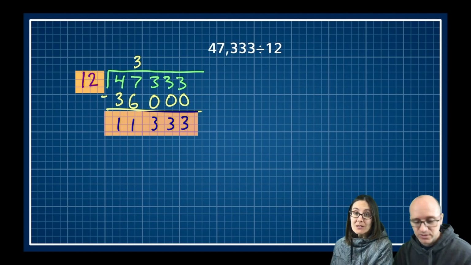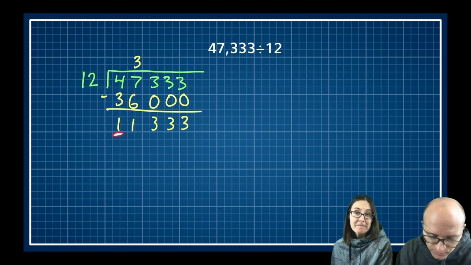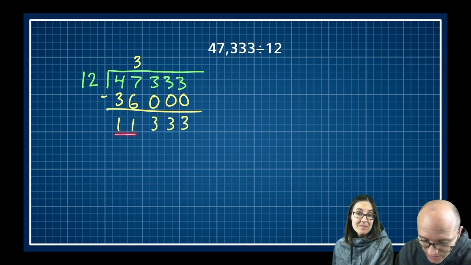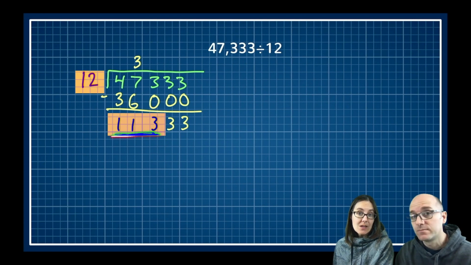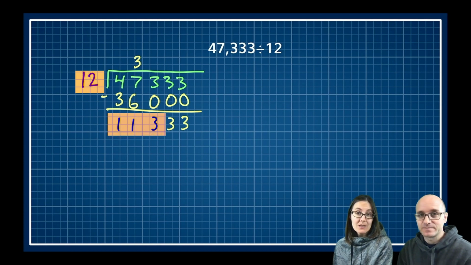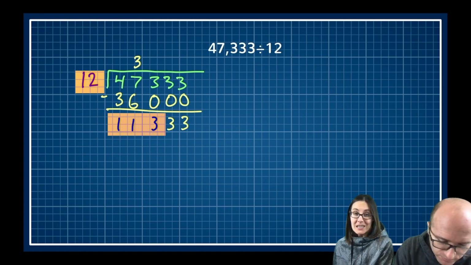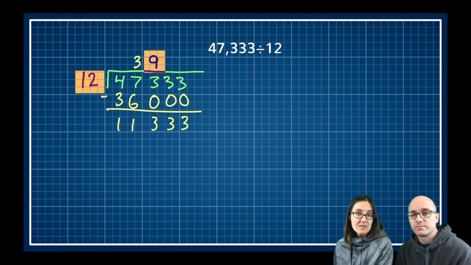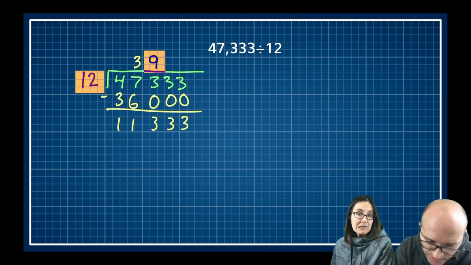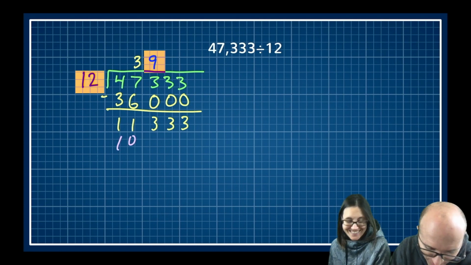How many times? Well, it doesn't go into 11. It doesn't go into 1, doesn't go into 11. Oh, we've got to use 3 digits this time. How many 12s are in 113? Less than 10, because 10 times 12 is 120. Okay. So I think we need to go down to the 9. 9 times 12? Okay, so 9 times 12. Do you remember 9 times 12? No. That's fine. It's 108.